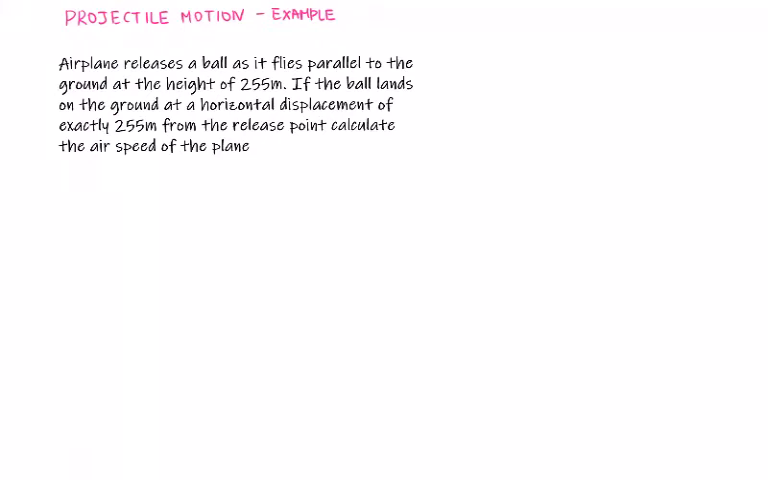An airplane releases a ball as it flies parallel to the ground at the height of 255 meters. If the ball lands on the ground at a horizontal displacement of exactly 255 meters from the release point, calculate the airspeed of the plane.